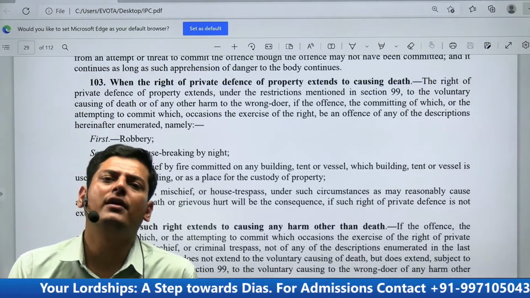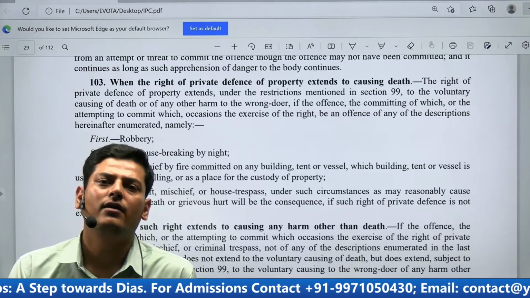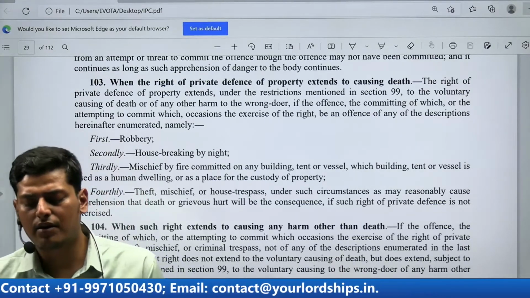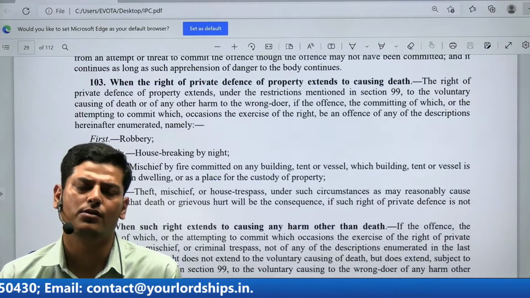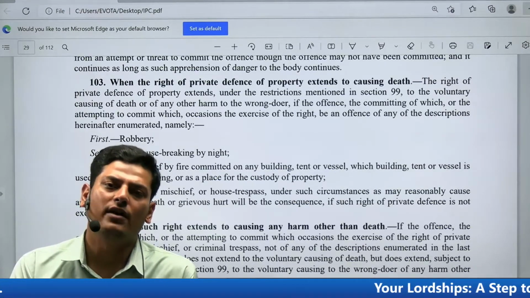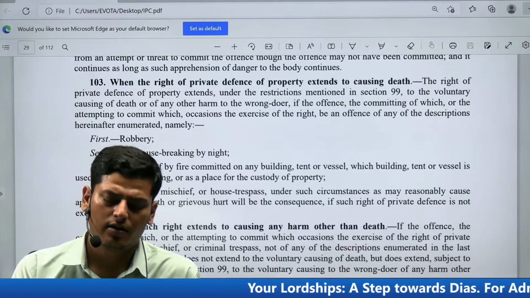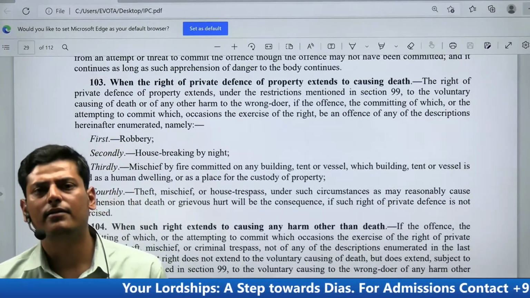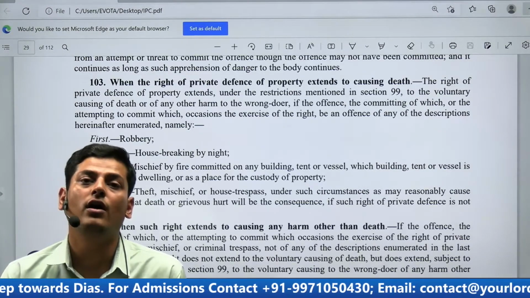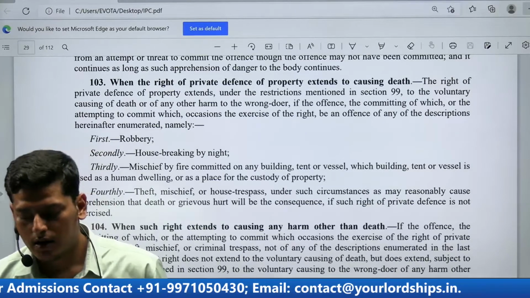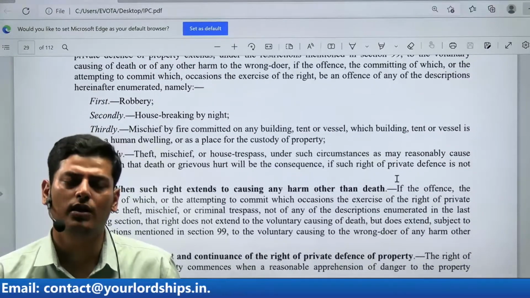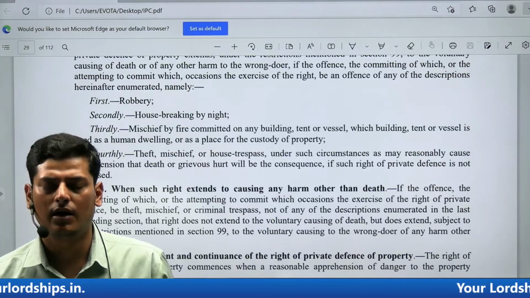इसके एग्रेवेटेड फॉर्म जैसे हाउस ब्रेकिंग बाय नाइट, mischief by fire in a place which is used for dwelling, theft, mischief or house trespass in such a circumstance that may reasonably cause the apprehension of death or grievous hurt will otherwise be the consequence. In these 3 cases, the right of private defense of property extends to the causing of death. Robbery is also included. ये 4 cases are there: robbery, house breaking by night, mischief by fire in any building, tent or vessel which is used for human dwelling, and then finally theft, mischief or house trespass which causes apprehension that death or grievous hurt will otherwise be the consequence. So in these cases, right of private defense of property extends to the causing of death. Aggravated forms हैं इन सब offenses के.